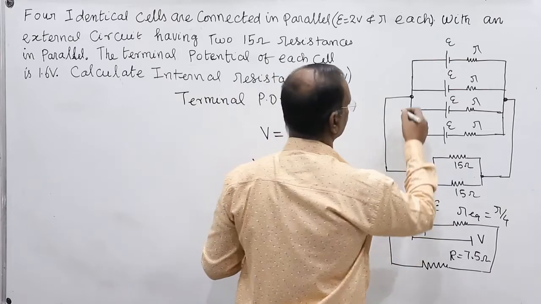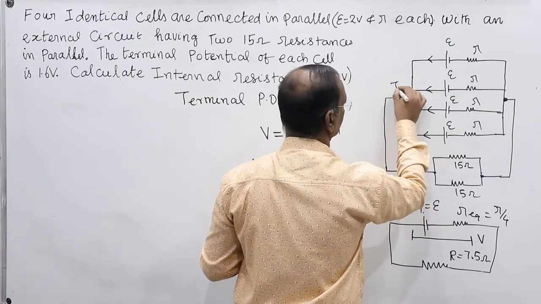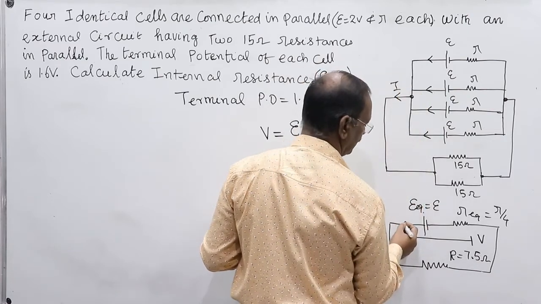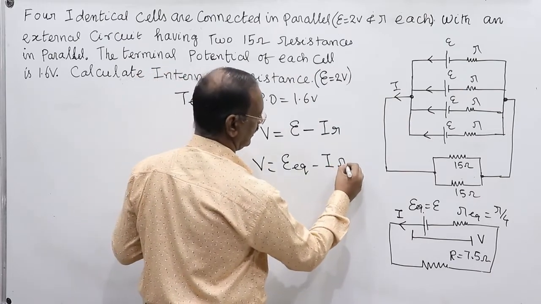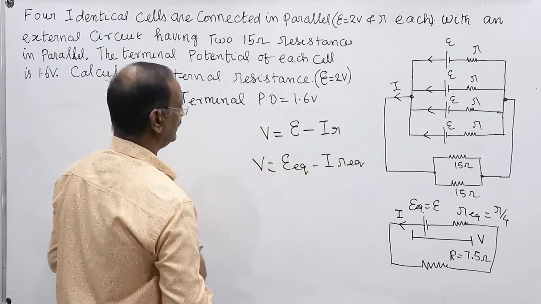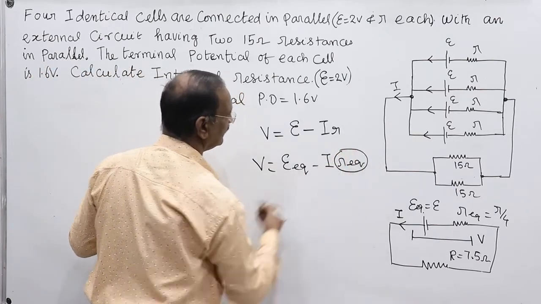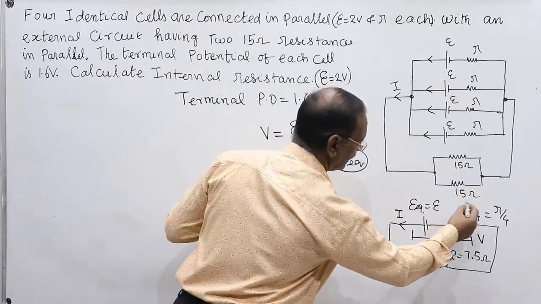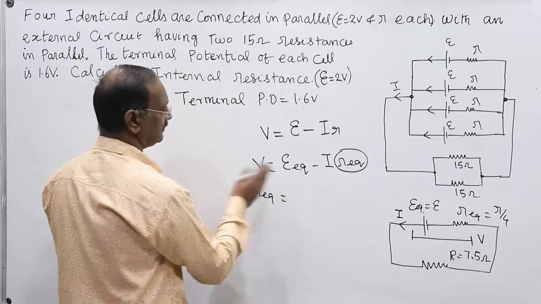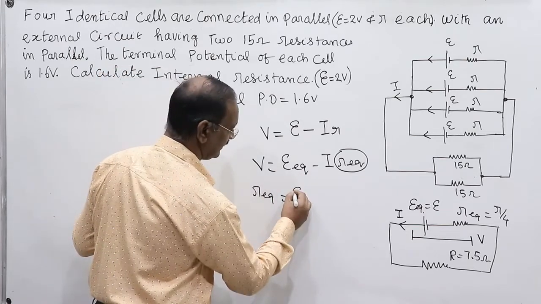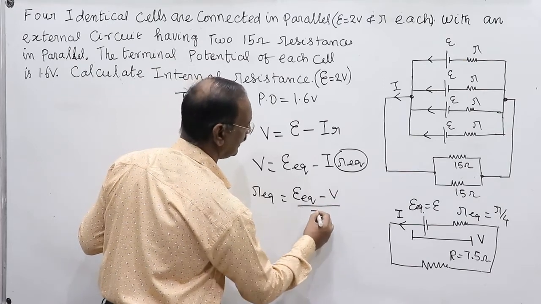Since current is flowing, current will flow like this. Current I into R equivalent. Simply we have to find out R equivalent. Already we have got R equivalent is equal to R by 4. If you bring this side, R equivalent is equal to E equivalent minus V divided by I.